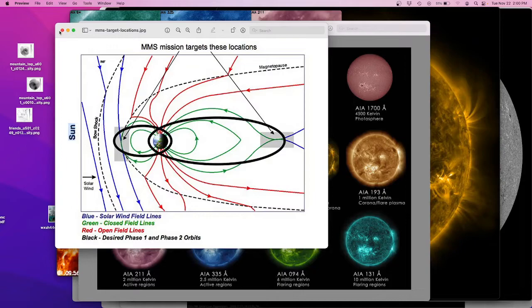So the aurora, I should have some good aurora movies. That would be dope. Can I get one real fast? No, I got no internet.